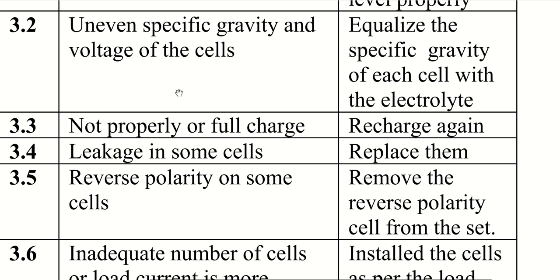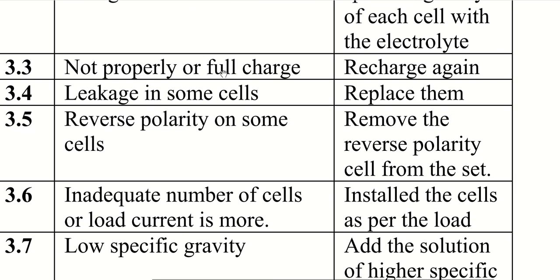Uneven specific gravity and voltage of the cell. Equalize the specific gravity of each cell and the electrolyte. The specific gravity has to be maintained, and you get in the market a meter to measure the specific gravity. This is a kind of a bulb inside a tube basically, and that helps you in measuring the specific gravity. So you can check the specific gravity from time to time and maintain the level.